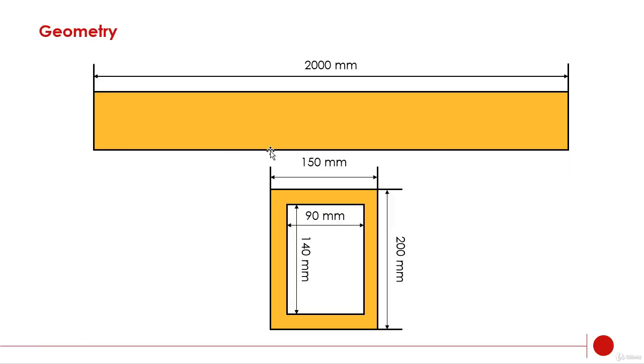For the geometry, we're going to have a beam with a length of 2 meters. As you can see, the cross section has a rectangular profile, 150 millimeter width and a height of 200 millimeter. We also have a hollow in the middle with a rectangular shape, and the width is 90 millimeter and the height is 140 millimeter.